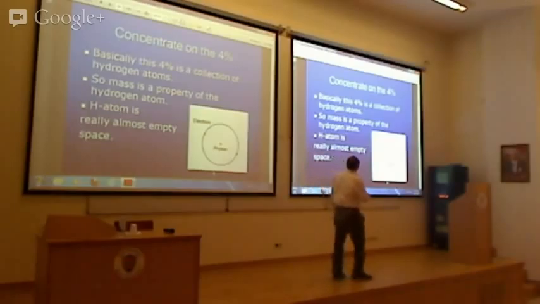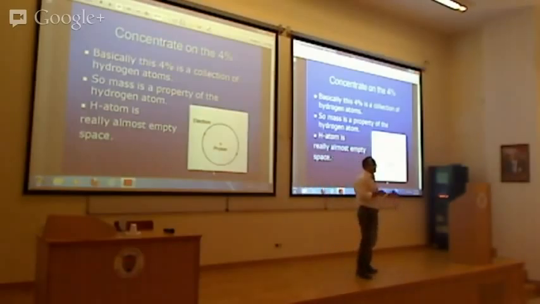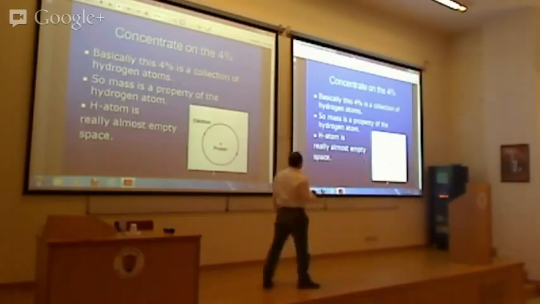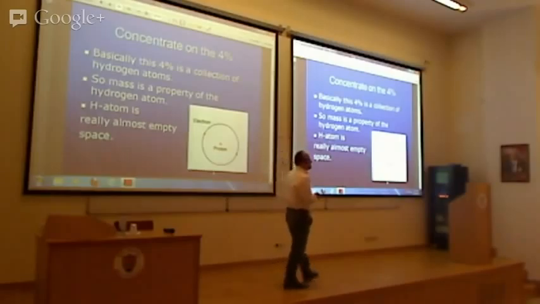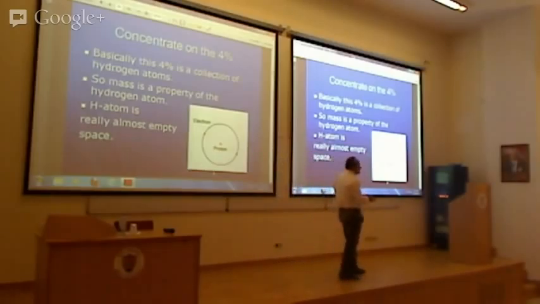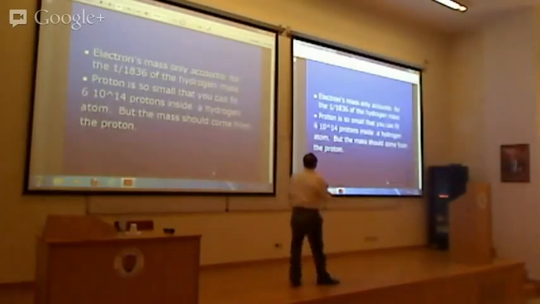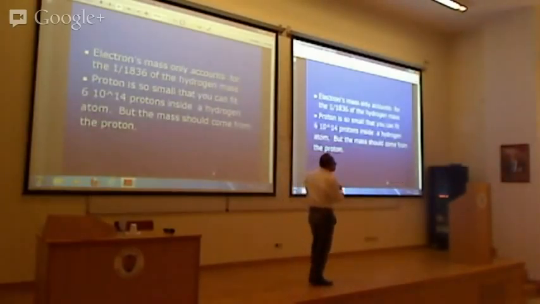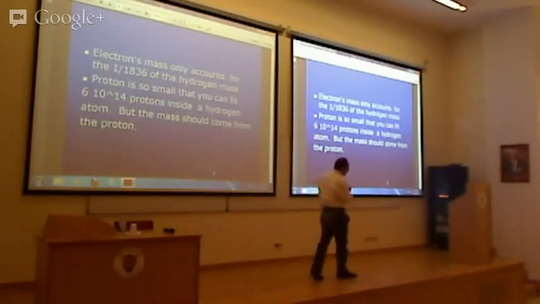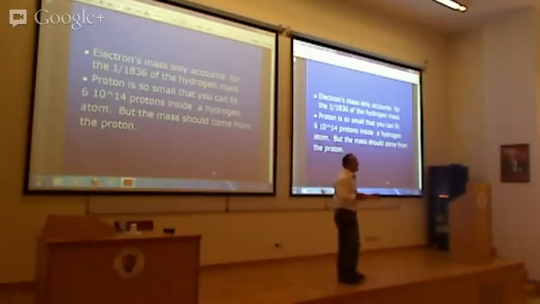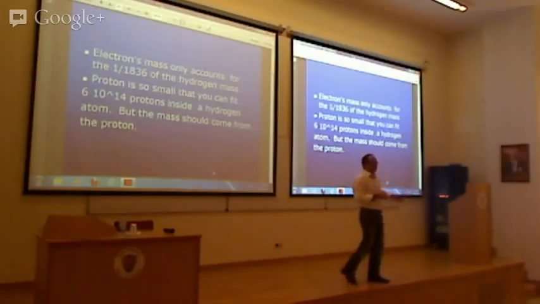Now, mass must be a property of the hydrogen atom. Essentially, if you are searching for mass, it should be a property of the hydrogen atom that you can understand. But the hydrogen atom, if you concentrate on it, is actually empty space, really. So one angstrom is 10 to the minus 10 meters, and the proton is really tiny. The mass of the electron is basically only about 1 over, let's say, 1900 of the mass of the hydrogen atom. So the electron doesn't really carry the mass of the atom.